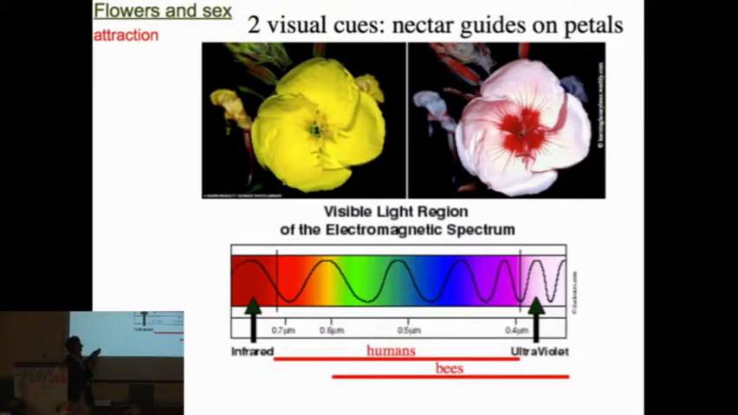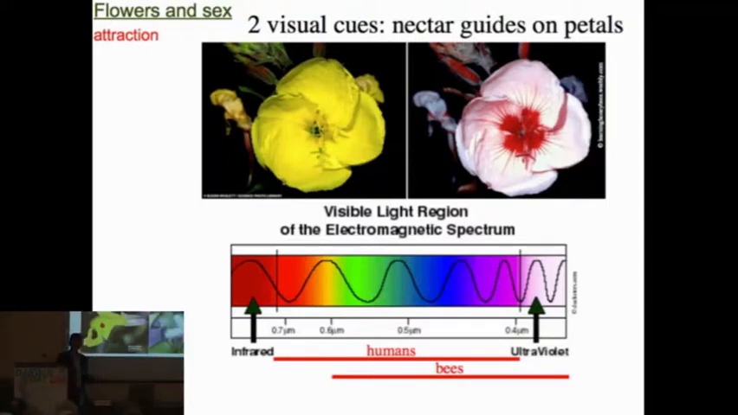And when you shine ultraviolet light on flowers, you see interesting things. The only problem for bees is that they can't see the red light. So they only see sort of blue or ultraviolet and yellow.